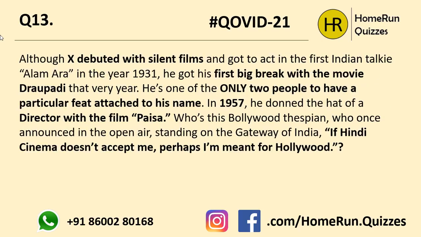Moving on to question number 13. He debuted with silent films and got to act in the first Indian talkie, Alam Ara, in the year 1931. But he got his first big break with the movie Draupadi that very year. He's one of the only two people to have a particular feat attached to his name. In 1957, he donned the hat of a director with the film Paisa. So, who is this Bollywood thespian who once announced in the open air, standing on the Gateway of India: if Hindi cinema does not accept me, perhaps I'm meant for Hollywood.